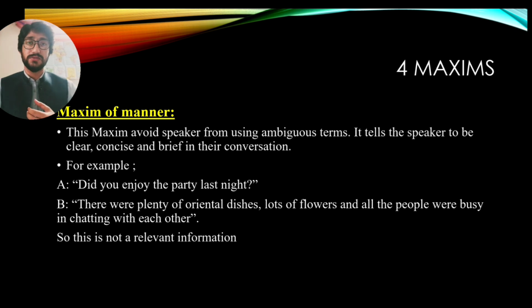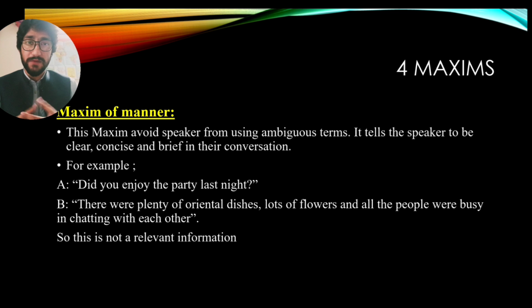Now the fourth one is the maxim of manner. This maxim avoids the speaker from using ambiguous terms. It tells the speaker to be clear, concise, and brief in their conversation. Normally, most people do not provide clear information in a conversation. They are ambiguous. They have different meanings.